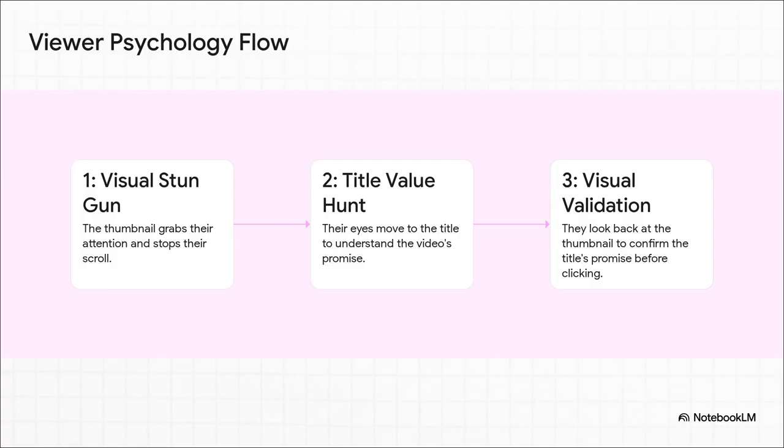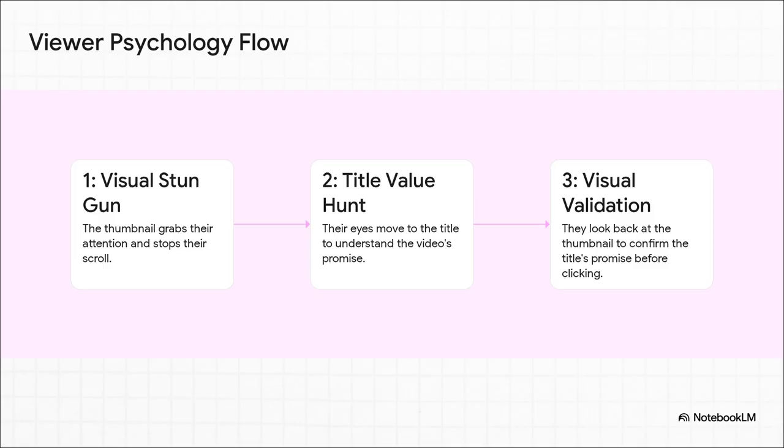It all starts with the visual stun gun. Your thumbnail has to be so eye-catching that it stops their thumb dead in its tracks. As soon as you've got their attention, their eyes immediately dart to the title for the value hunt. They're asking, what's in this for me? And then, this is the most important part, they look back at the thumbnail for visual validation. They're checking to make sure the image backs up the promise in the title.